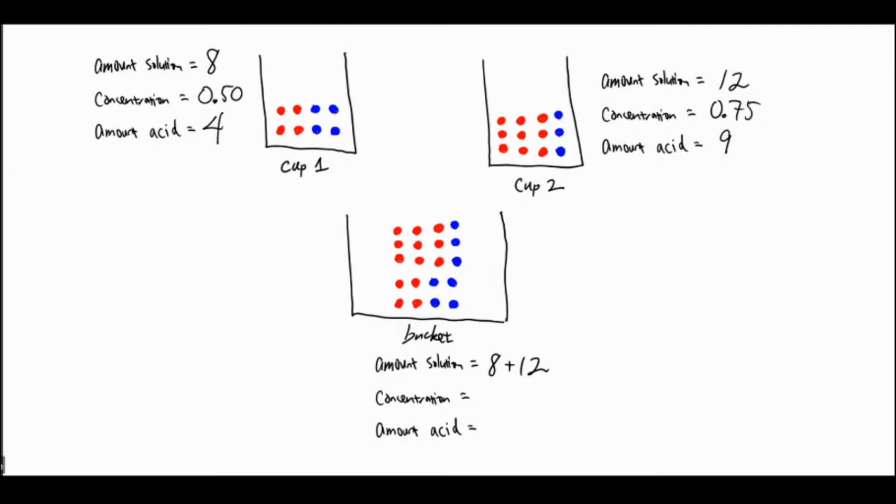Then we didn't actually have the concentration next. That was the last thing we got. The amount acid, same deal here. The amount acid should be 4 plus 9. And I could have written 13 here, but for now, I just wanted to write 4 plus 9. To clear up, that 4 came from those 4 red dots from over here, and then the 9 came from these red dots.